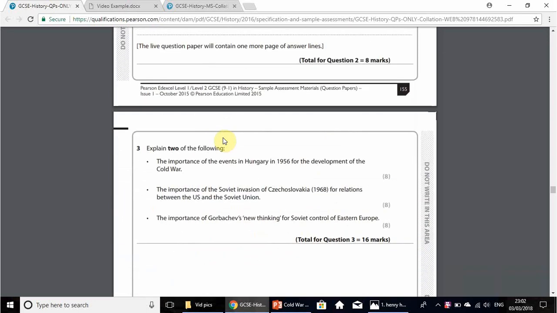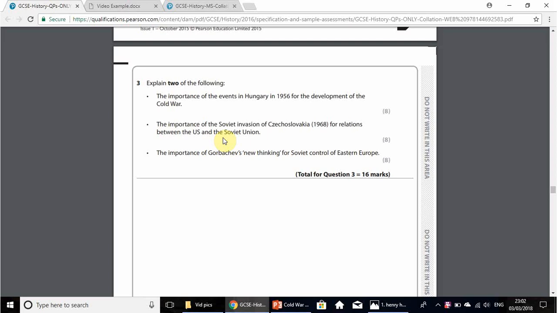Okay, so the last question on this section is worth 16 marks. It's quite odd because you get to pick 2 different events out of 3 events, and you need to decide which two you're going to answer. They're all worth 8 marks, and the two events together join up to be 16 marks. So it's a 16-mark question, but in 2 halves.